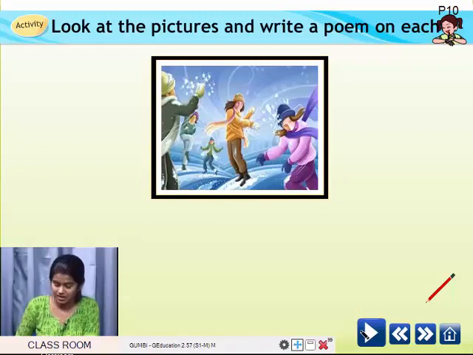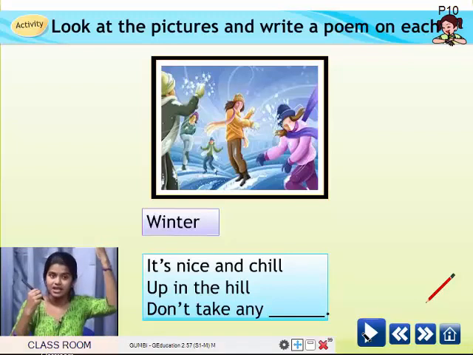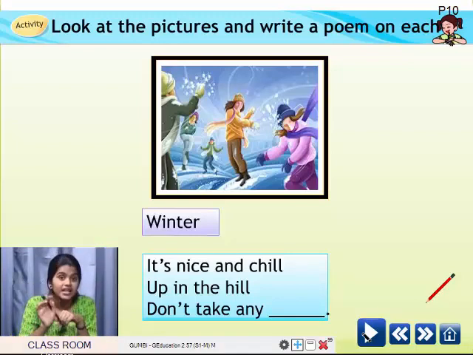What is this? This seems to be winter. Correct. It's winter. It's nice and chill. Up in the hill. Don't take any dash. It's nice and chill. Up in the hill. Don't take any dash. Again here the clue is chill and hill are rhyming words.